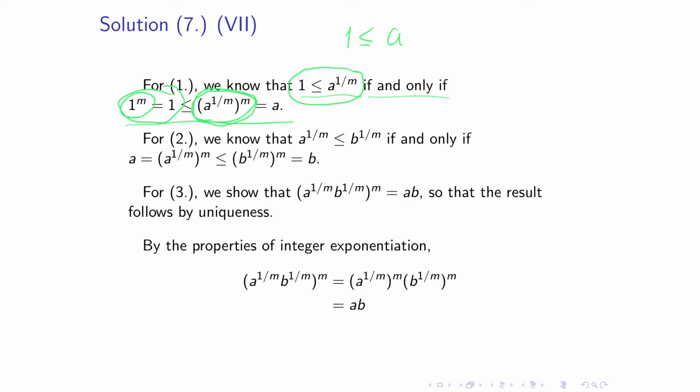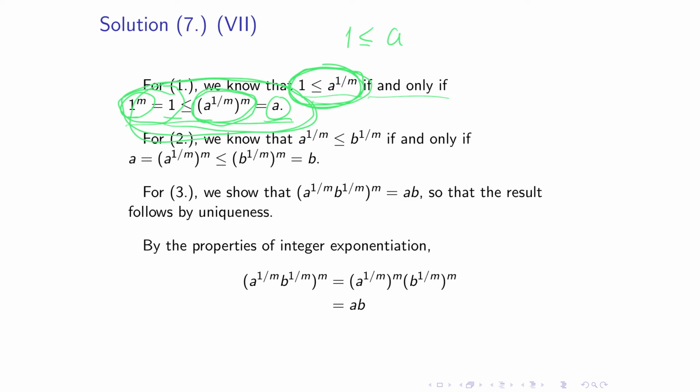And a to the 1 over m, to the m, just by definition, and we know that these things exist, is the same as just a. So we have that 1 is less than or equal to a, which we assumed. This must be true because it was our assumption. So therefore, by the if and only if statement, our desired statement must also be true, that 1 is less than or equal to a to the 1 over m.